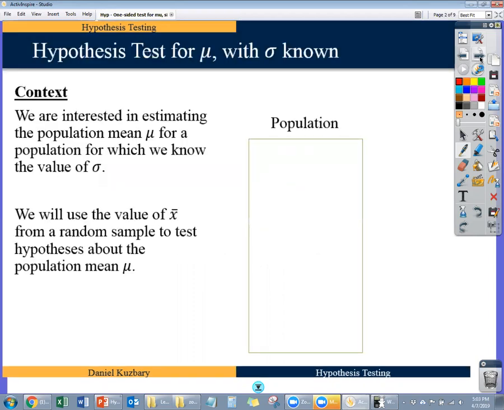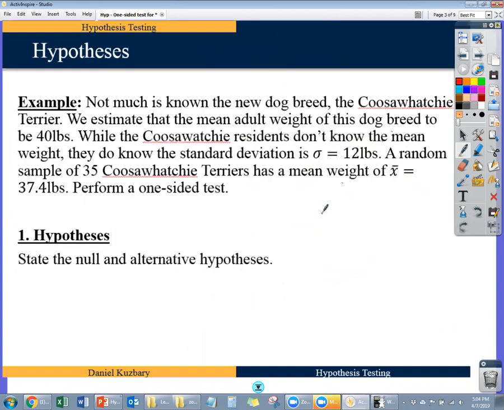So this is the context. We are estimating mu, so we don't know what mu is, but we do know what sigma is, and we've got central limit theorem results that will help us. We're going to take a random sample from a population and use X bar to test hypotheses about the mean mu, and we know the value of sigma. Like with confidence intervals, if we don't know sigma, we have to use a slightly different method for the hypothesis test. So let's get started.